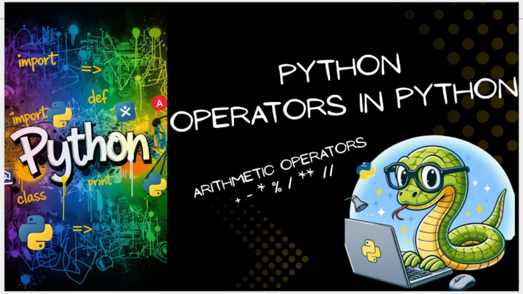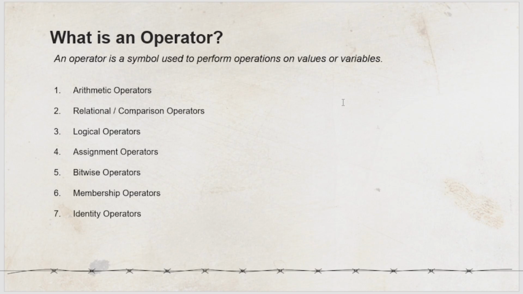Without wasting time, let's begin today's topic. What is an operator? An operator is a symbol used to perform operations on values or variables. There are multiple types of operators: arithmetic operators, relational or comparison operators, logical operators, assignment operators, bitwise operators, membership operators, and identity operators. We will discuss all of these step by step in coming videos.